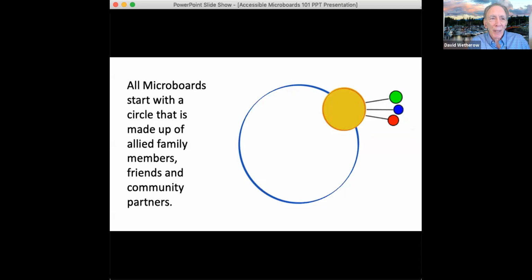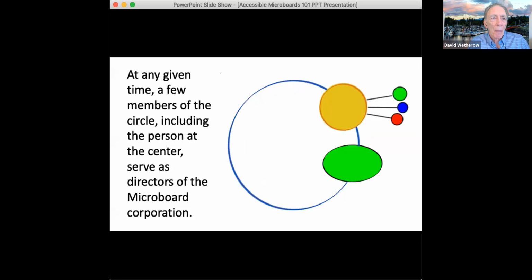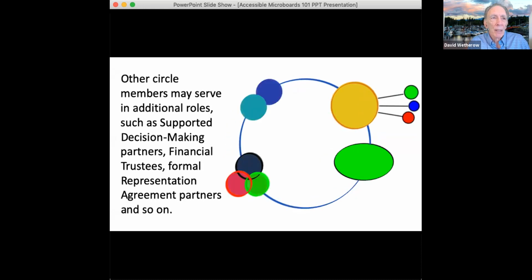All of us, one way and another, live in the meantime. And the meantime is while the state is moving in the direction of more person-centered services and solutions, we can always be forming these circles. At any given time, a few members of that circle serve as directors of the Microboard Corporation, but other members might serve in additional roles like supported decision-making partners, financial trustees, formal representation agreement partners, and so on.